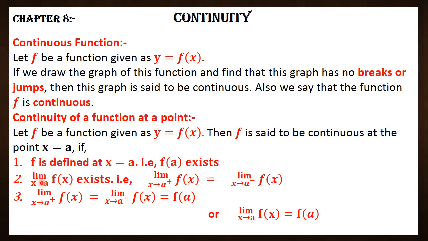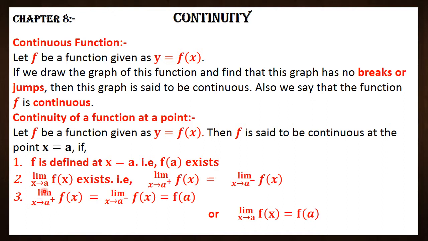Second, the limit as x tends to a of f(x) exists. That means the limit as x tends to a plus of f(x) is equal to the limit as x tends to a minus of f(x). What is this limit as x tends to a plus? It is the right hand limit. And the limit as x tends to a minus of f(x) is the left hand limit of the function f(x).